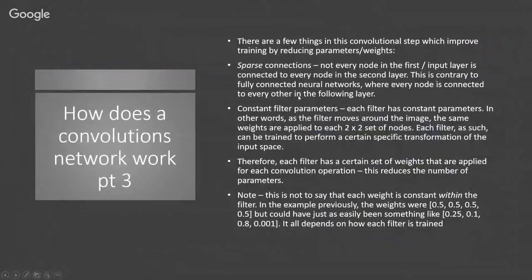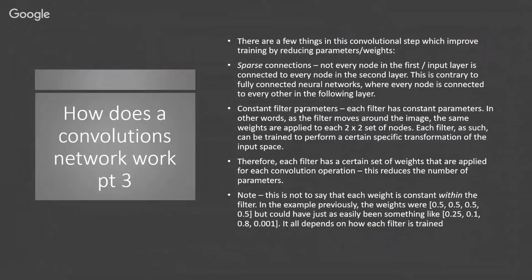There are a few things in a convolutional step which improve training by reducing parameter weights. Sparse connections: not every node in the first input layer is connected to every node in the second layer. This is contrary to fully connected neural networks, where every node is connected to every other in the following layer.